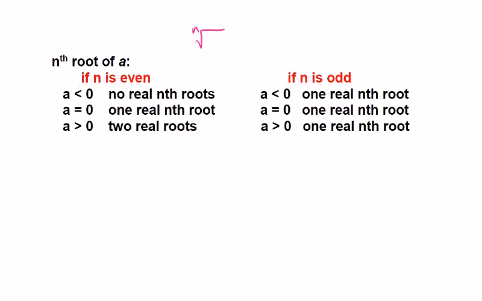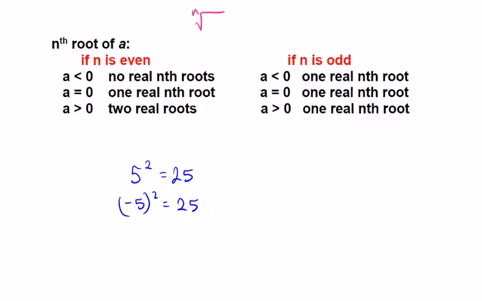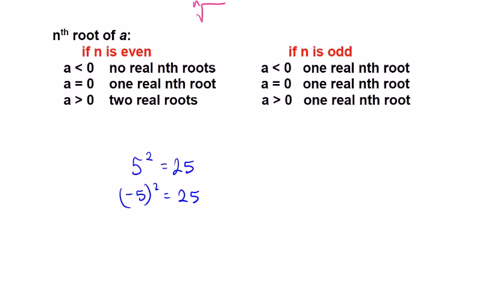Okay, so let's talk about powers first for a second. If I do, let's just use 5 as an example. If I have 5 to the second power, I get 25, right? But if I have negative 5 to the second power, I also get 25. Okay, so there's two things you can square to get 25. And the same thing if you have, like we just talked about, the fourth power.